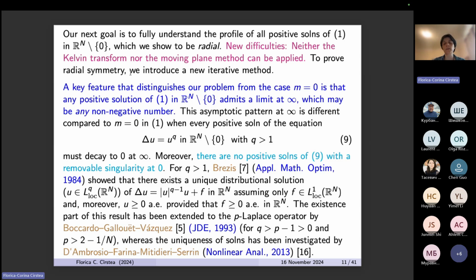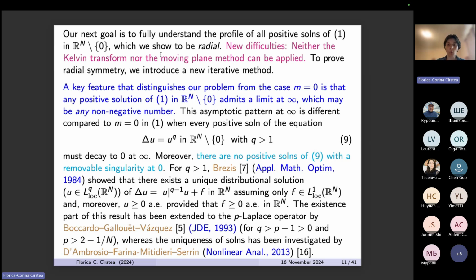Now, of course, this is very different compared to the case m equals 0, because let me remind you that if you consider Laplacian of u equal to u to the q in R^n minus 0 with q greater than 1, we had those estimates that say that there exists a constant C depending only on n and q such that every solution u satisfies u(x) less than or equal to C modulus x to the power minus 2 over q minus 1, for every x different from 0. This immediately tells you that every solution has to decay to 0 at infinity. So you see immediately that if the gradient is not in the right-hand side, then every solution in R^n minus 0 has to decay to 0 at infinity.